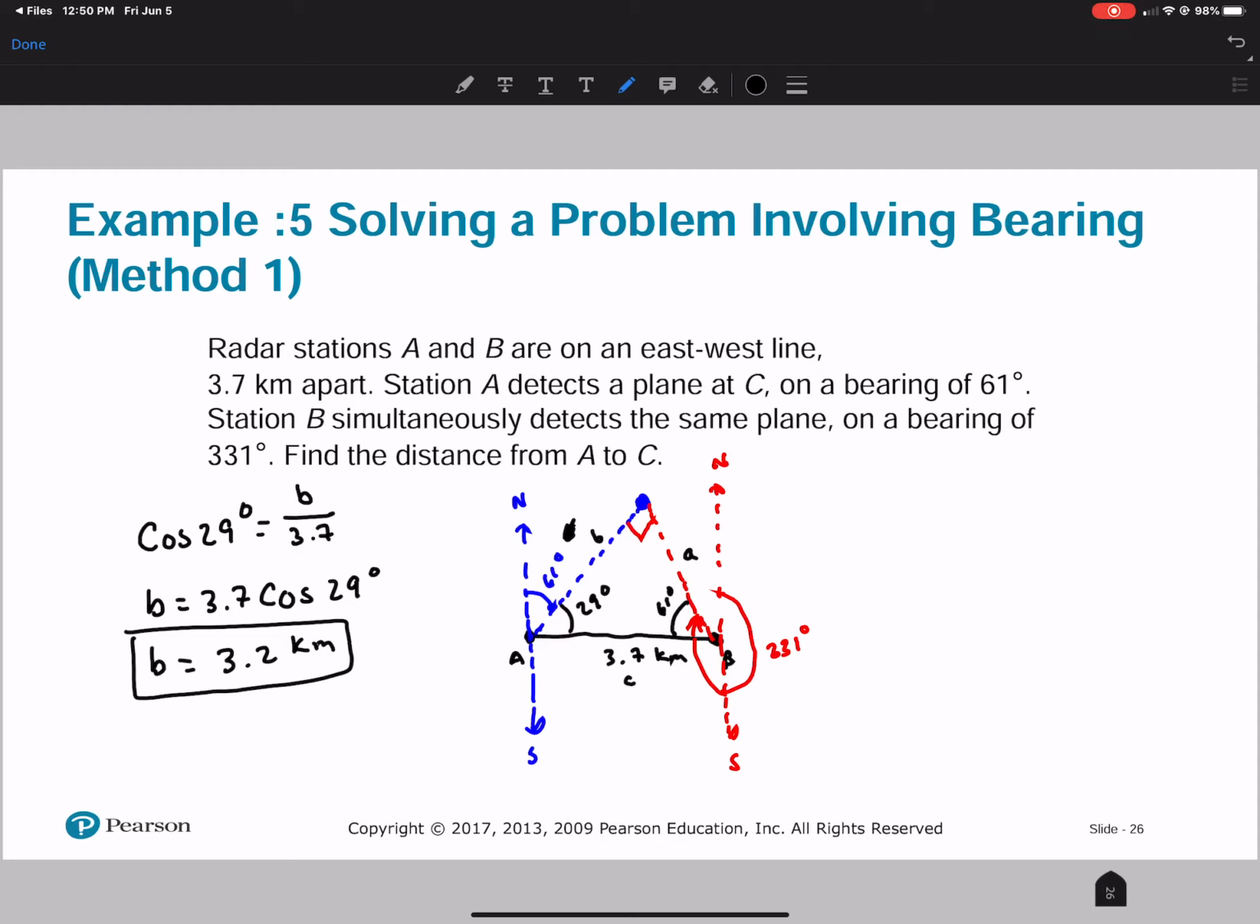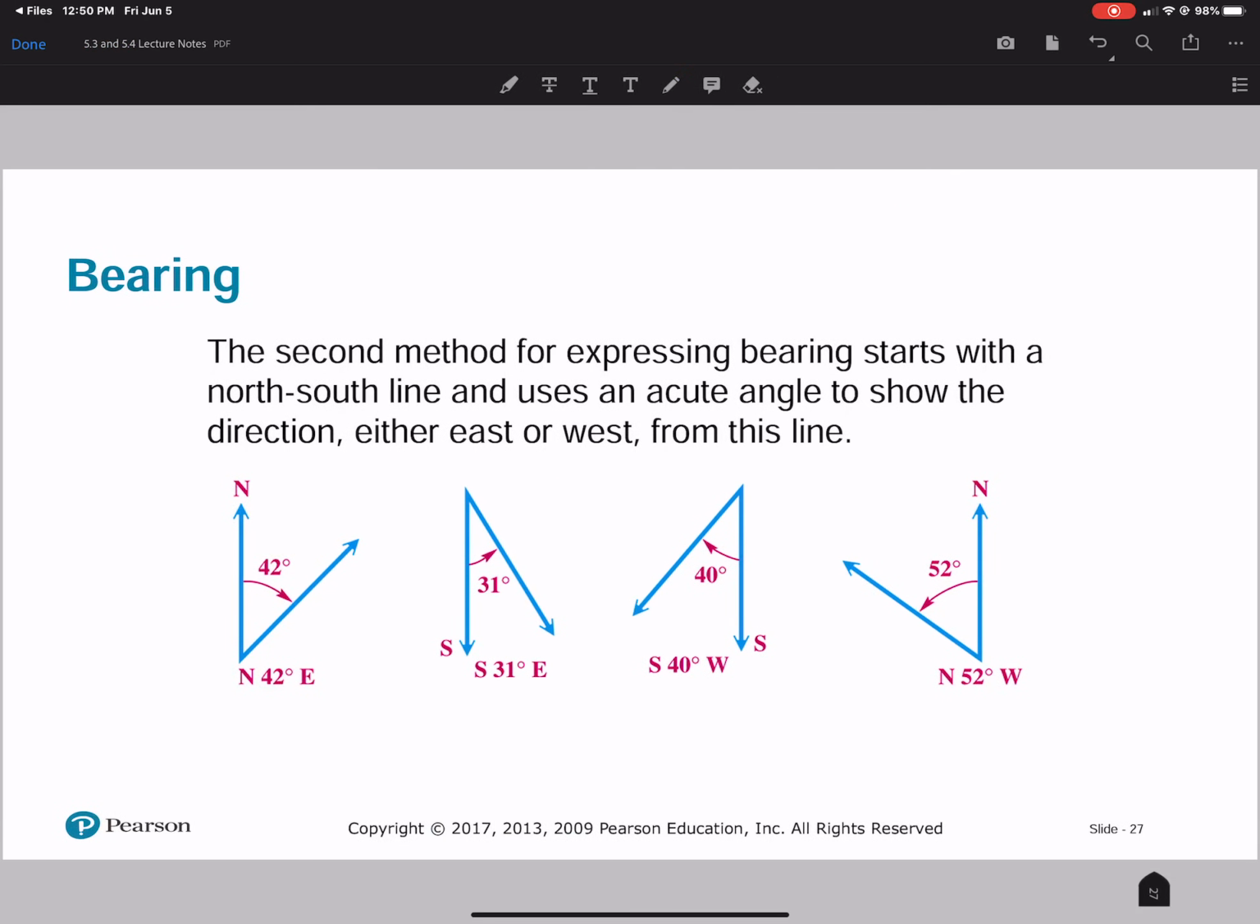So just make sure when you're sketching this, you think about what it's actually asking you to do. It makes it a lot better if you sketch it. So let's look at a second method of expressing bearings.